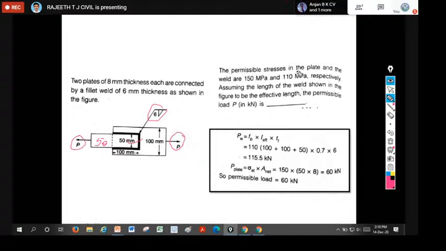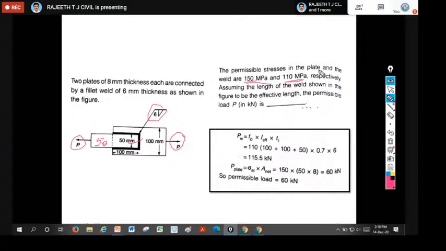The permissible stresses in the plate and the welds are given directly. Therefore this may come under the working stress method. No need to worry: if they give the permissible stress directly, you can take it as the stress for our calculation and apply working stress. Otherwise, if they give a partial safety factor and ultimate stress information, then you can apply the limit state method. In your syllabus we have both working stress and limit state concepts.